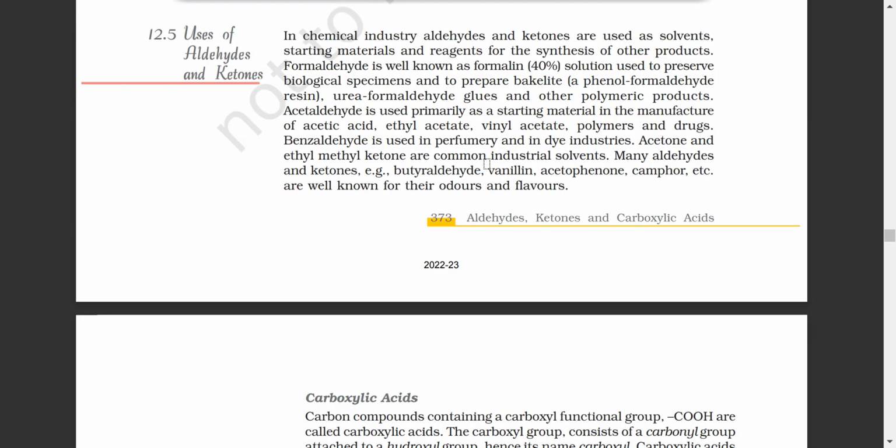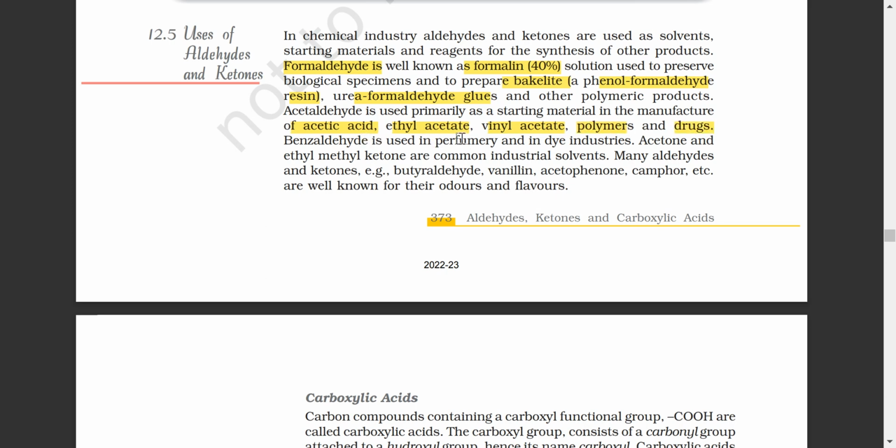Let's come to the uses of aldehydes and ketones. In chemical industry, aldehydes and ketones are used as solvents, starting materials, and reagents for the synthesis of other products. Formaldehyde is well known as formalin, 40% solution, used to preserve biological specimens and to prepare bakelite of phenol formaldehyde resin. हम bakelite polymers में भी देखते हैं, urea formaldehyde glues, and other polymeric products. Fine. फॉर्मेलिन में basically we preserve various specimens, biological lab में आपने देखा होगा. Acetaldehyde is used primarily as a starting material in the manufacture of acetic acid, ethyl acetate, vinyl acetate, polymers, and drugs.